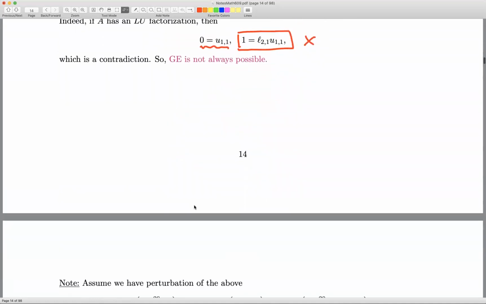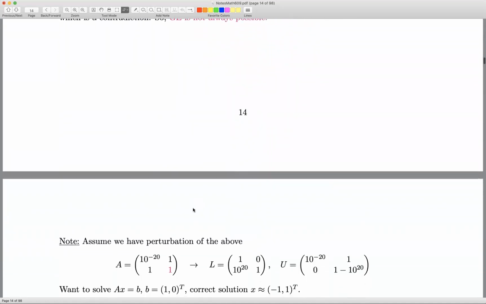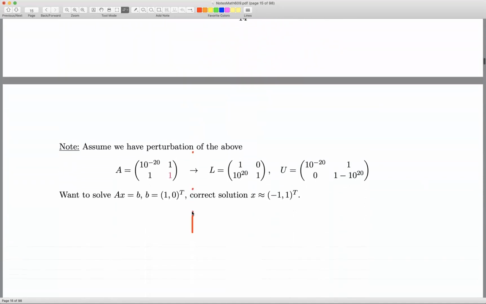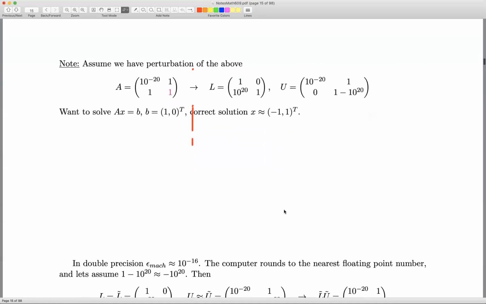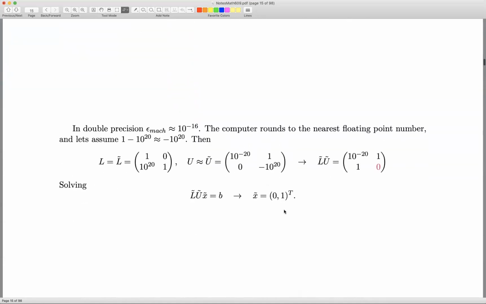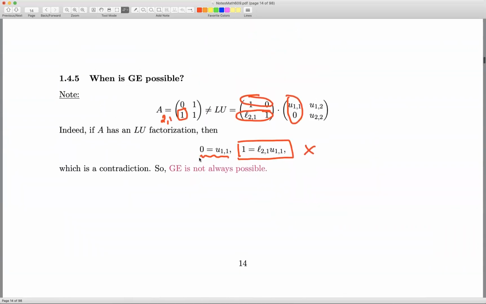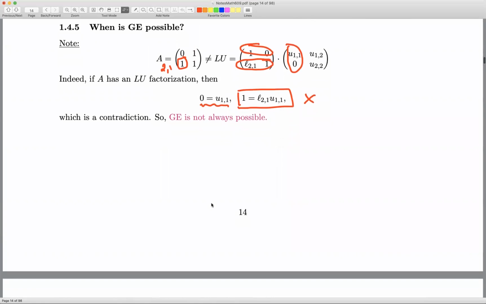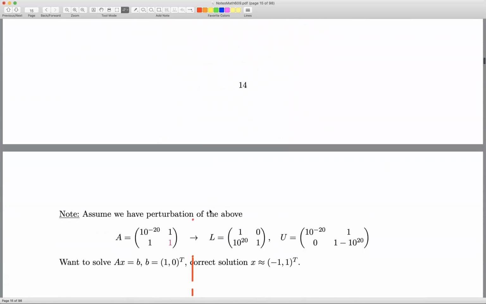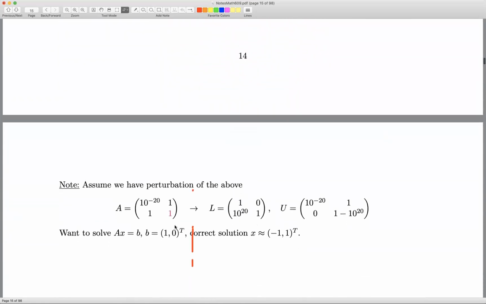So what do we do in this case? Before doing that, I want to also discuss a slightly different issue. Let's say here we didn't have a 0, but we had a very small number, 10 to the power negative 20, which is a perturbation of the case that we had.